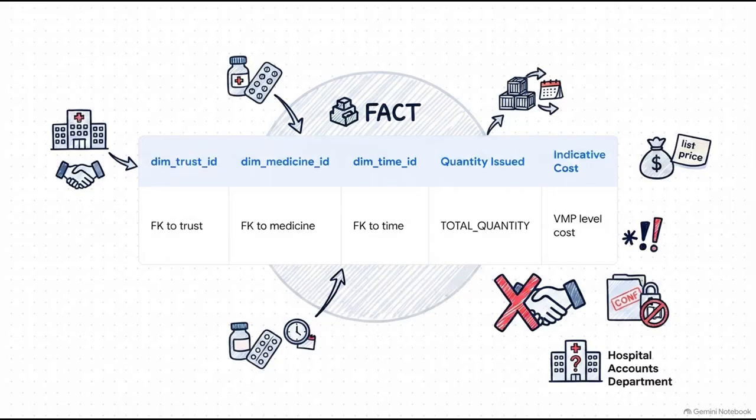And sitting right at the center of our newly built structure is the fact table itself. Notice how it perfectly respects our grain. We have our foreign keys linking out to trust, medicine, and time. And sitting right alongside those keys are our numerical measures, the total quantity issued and the indicative cost. Oh, and a quick but super crucial note on that cost. The source data specifically reminds us this is an indicative cost based on list prices. It is not the actual net cost hospitals pay, because confidential discounts aren't published. That is vital context for anyone querying this table.